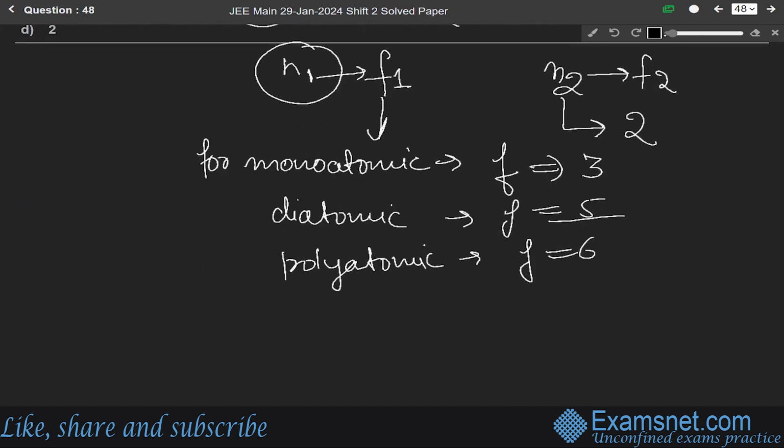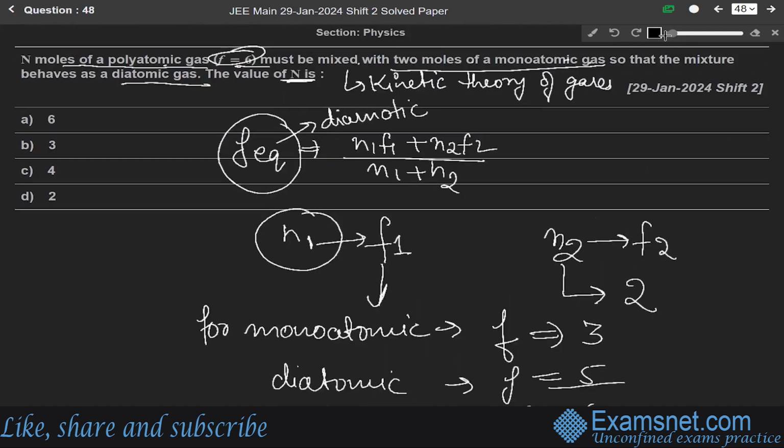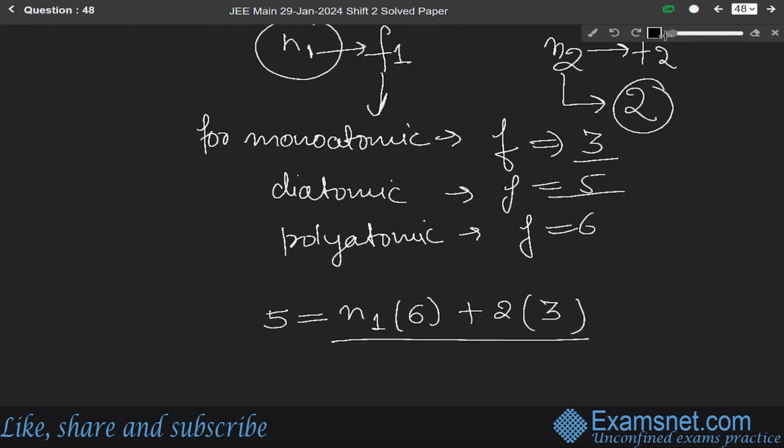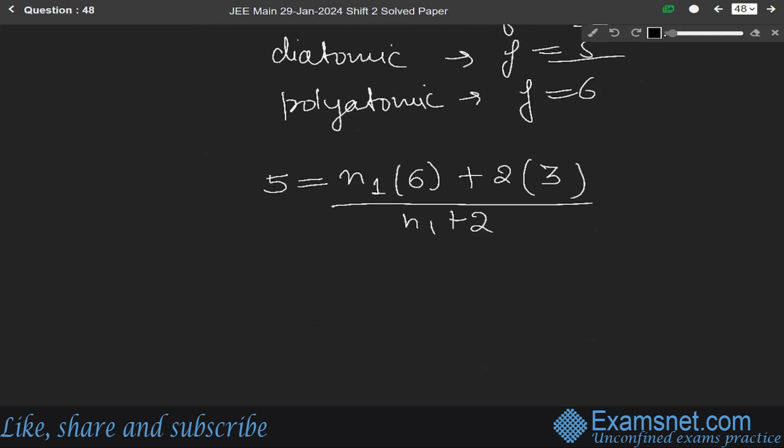And for diatomic, the value of F is what? 5. So we write 5 equals N1 into F1, where F1 for polyatomic gas is 6, plus N2, which is given as 2, into F2, where for monoatomic gas F is 3, over N1 plus N2. Now, just solving it, we will get our desired answer.